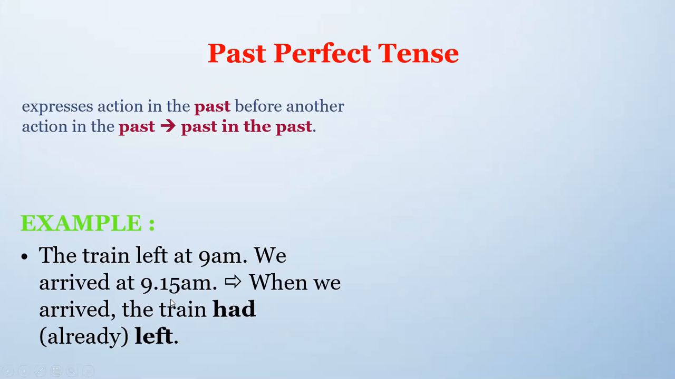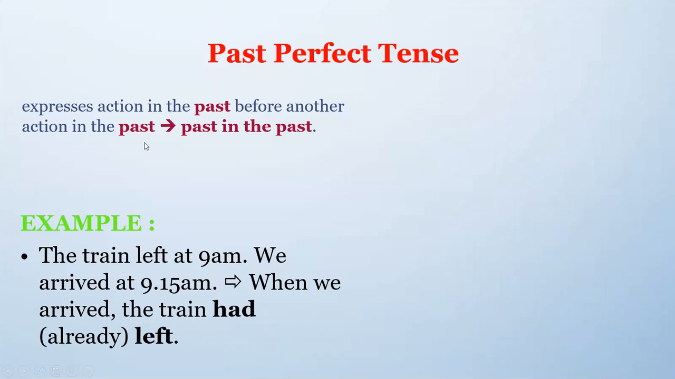Which one happened first? There are two actions: you arrive and the train leaves. Which action happened first? The train leaving happened first, and then you came.